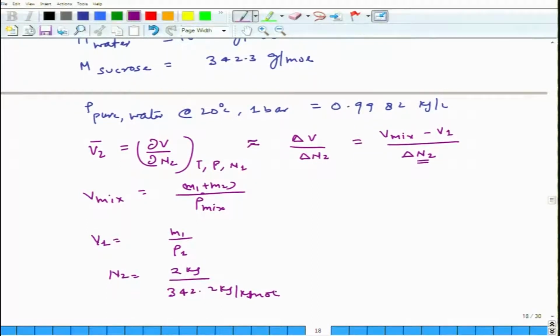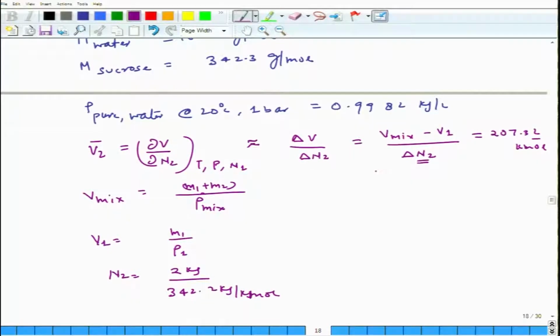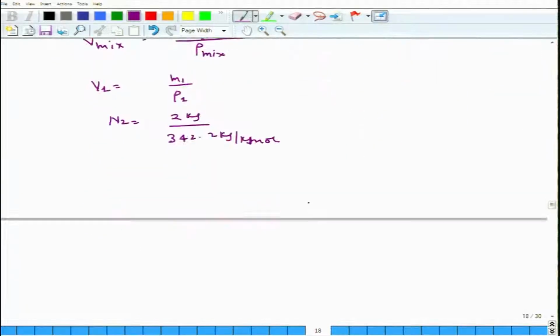Okay. So, because this is gram per mole, you can convert this to kg per kilomole, and now you can plug in this information. If you plug in this information, you get 207.3 liter per kilomole. So, that is the value you can get. Now, this is an approximation which you have made considering the fact that a very small amount of N2 is added to the system. But what about if you are interested in getting the partial molar property for the complete composition? Okay. So, let us now take an example and analyze it.